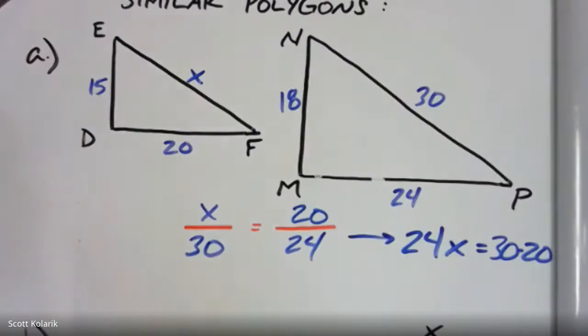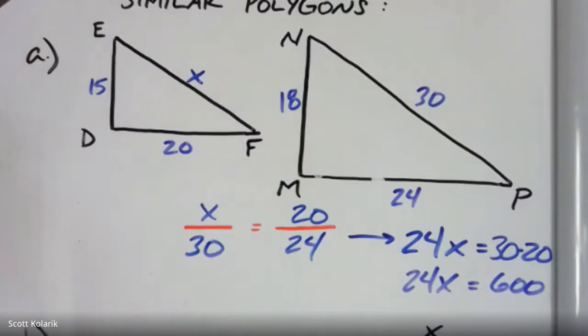Ran out of room there. Okay, so there's the cross multiplication process. At this point, now it's just regular algebra. So 30 times 20, I'm going to get 24x is equal to 30 times 20, which gives me 600. And then in order to solve for x, I just simply divide by the 24.